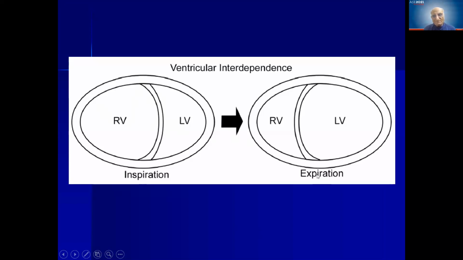Now what happens in expiration? When in inspiration the RV was filling more and the LV was filling less, the opposite occurs in expiration: the LV filling is increased and you see the septum now moves toward the LV. Sometimes this is supposed to be the cause of pulsus paradoxus, because of less stroke volume. So just see, RV increases, LV decreases; in expiration LV increases, RV decreases. This is known as ventricular interdependence because the flow depends upon each other.